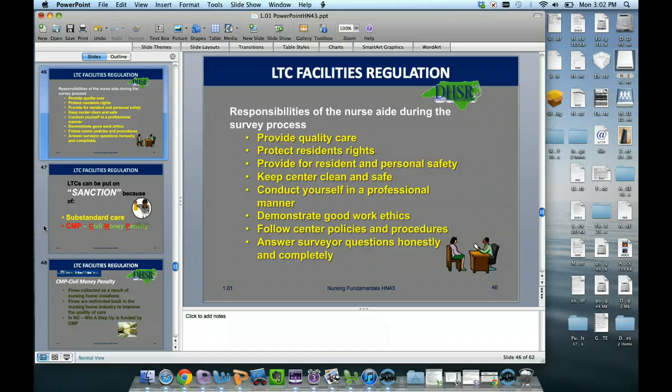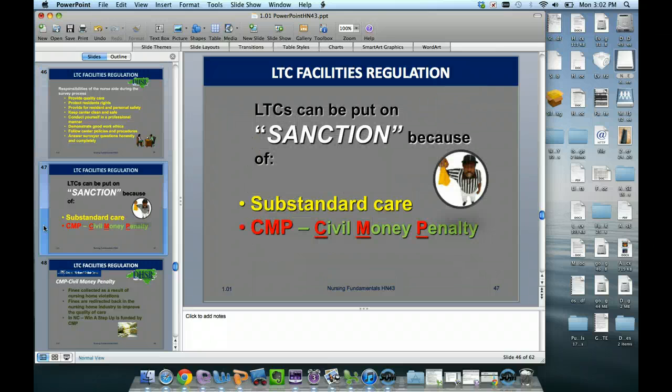As a student, you are in a very luxurious position because you can actually say, "Excuse me, but I am a student. Let me go get my instructor."